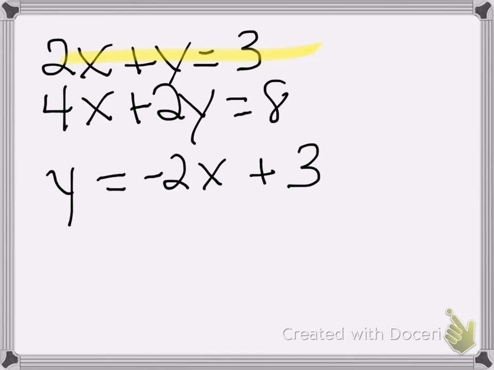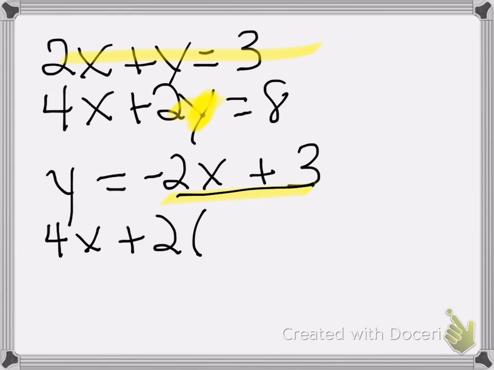It has no coefficient. Now I'm going to come down here, and in the other equation, wherever I see a y, I'm going to replace it with this right here. So here we go. 4x plus 2 times, what is y equal to? Well, we just found it. There it is, -2x plus 3.